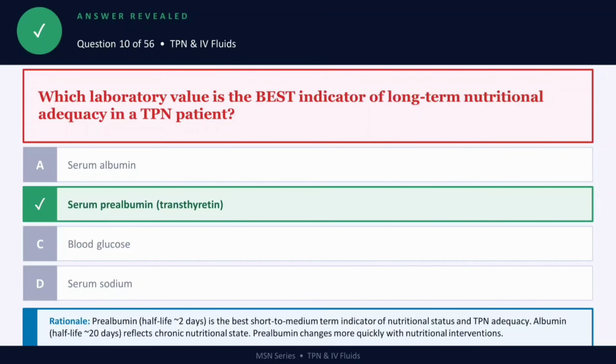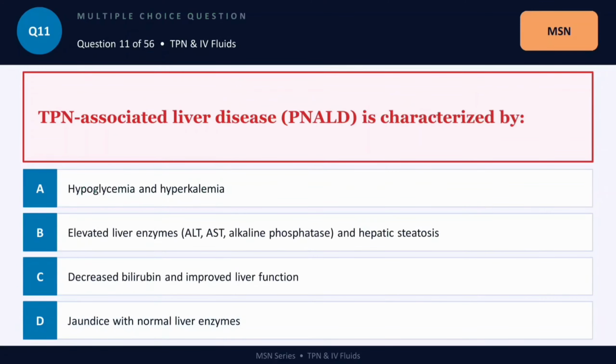Serum prealbumin. Rationale. Prealbumin is the best short to medium-term indicator of nutritional status and TPN adequacy. Albumin reflects chronic nutritional state. Prealbumin changes more quickly with nutritional interventions.